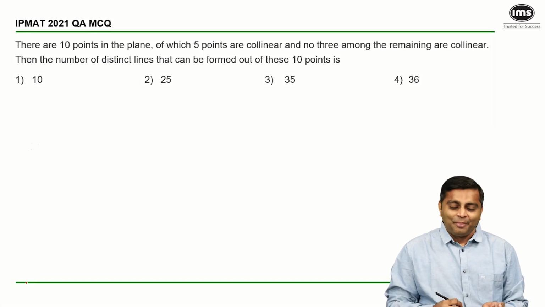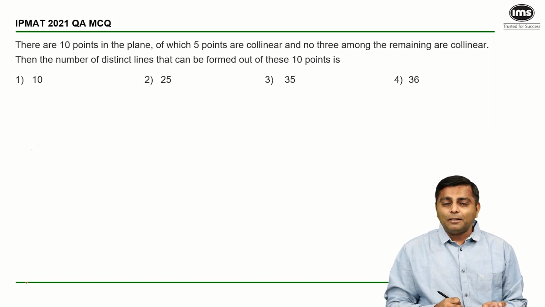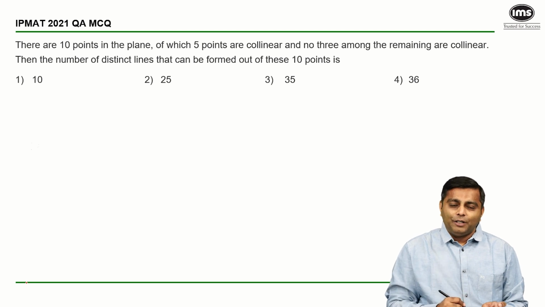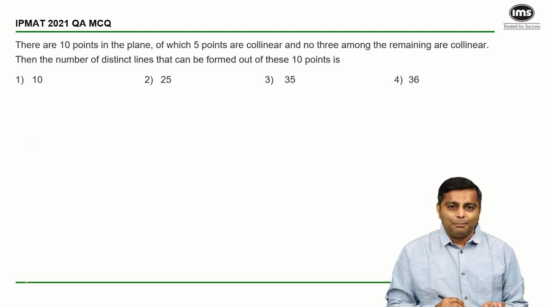Okay, so moving on to the solutions. The question says that there are 10 points in the plane and 5 of them are collinear, and they are asking us how many lines can be made.